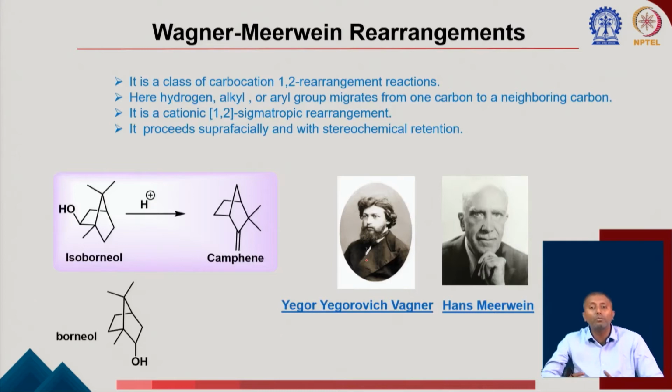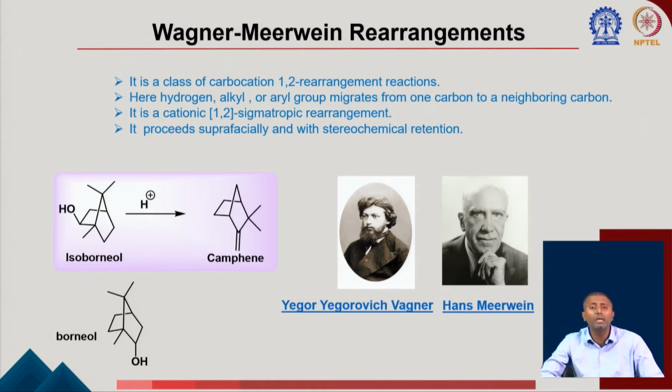So we want to start with this important rearrangement called Wagner-Meerwein rearrangement. This is a very important rearrangement reaction, because the development of this type of cationic 1,2 shift, which I am going to discuss, is actually applied in many different types of rearrangement.